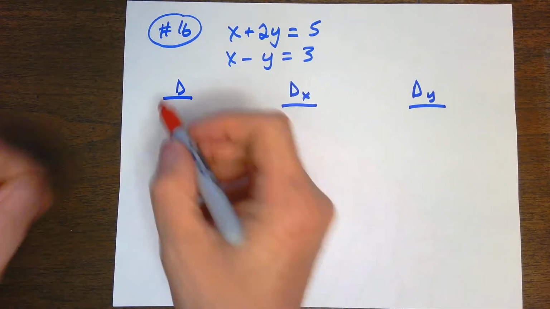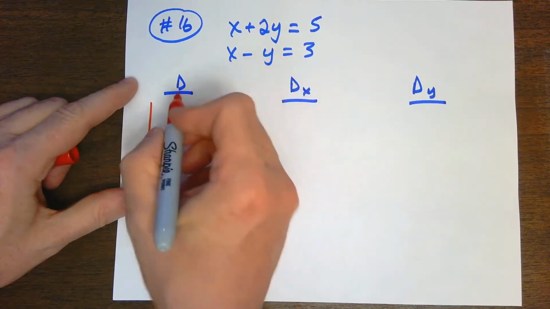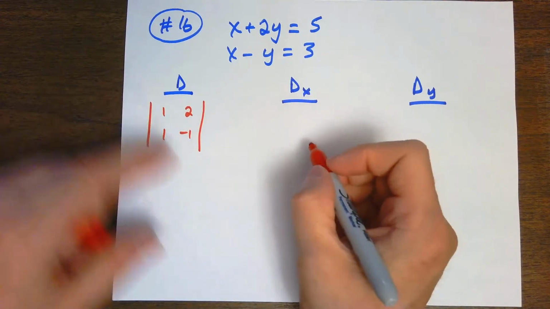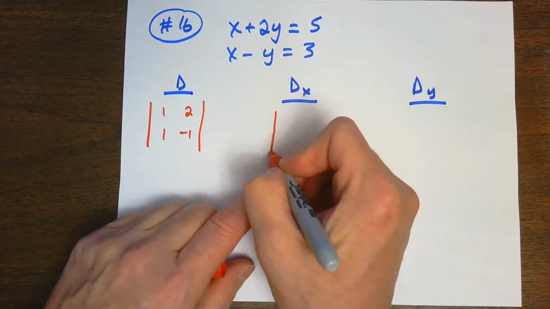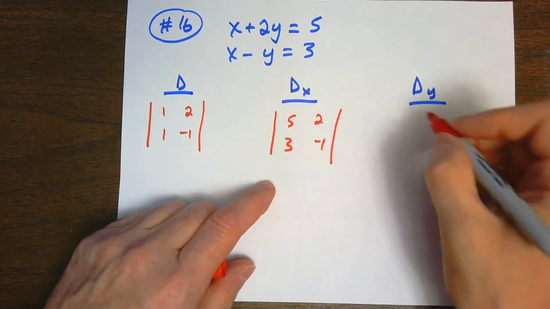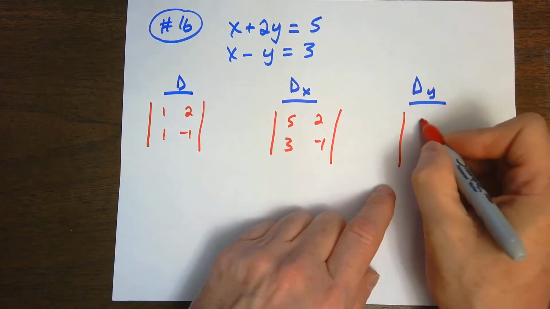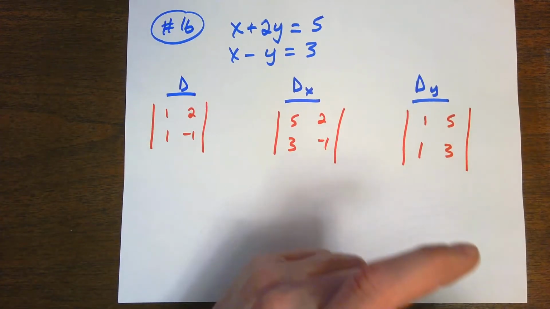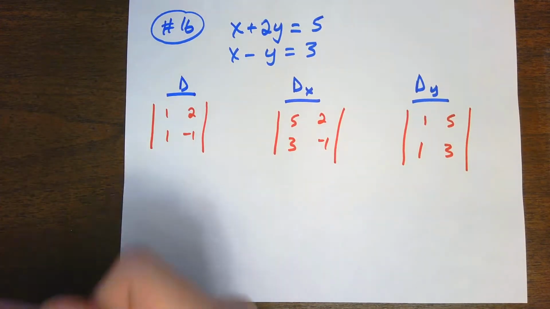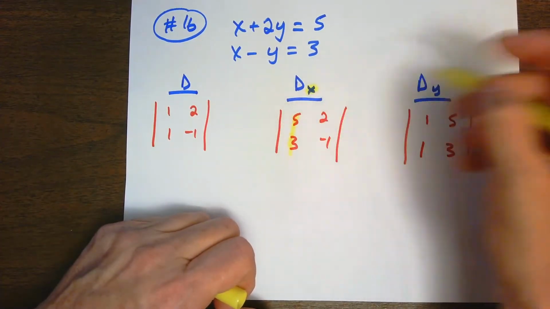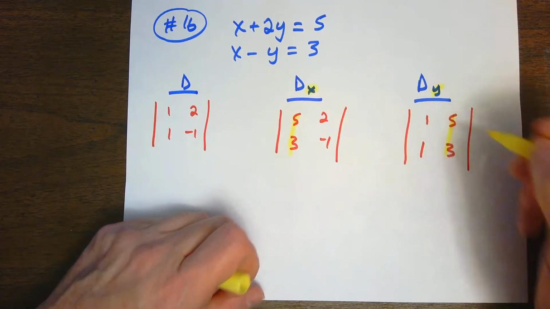All right, so here we go. The determinant of the coefficient matrix is going to be the determinant of 1, 2, 1, and negative 1. If I replace the x's, then it becomes 5, 3, 2, and negative 1. If I replace the y's, it becomes 1, 1, 5, 3. So again, notice that this is the determinant of the coefficients. Determinant with x's, I replaced the x's. Determinant of y's, I replaced the y's.